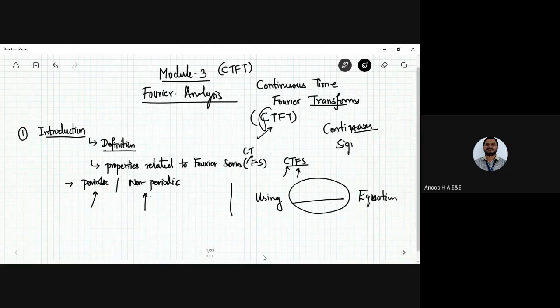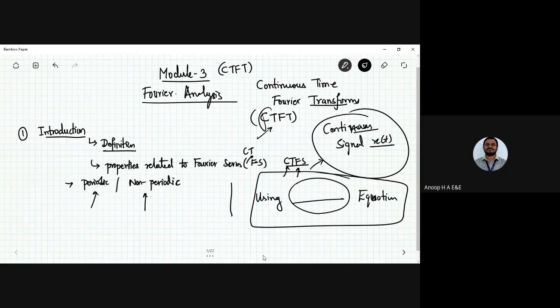I have a continuous signal, say x of t. How are you going to model this continuous time signal? By what type of equations? Differential. Wonderful, I appreciate that. So using differential equations I'm going to model a given continuous time signal.